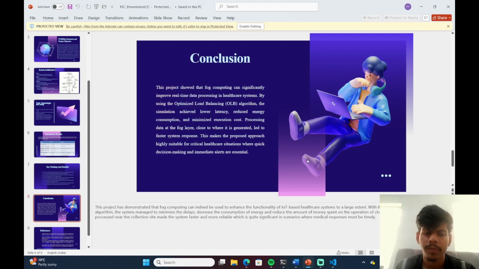In conclusion, this project has demonstrated that fog computing can indeed enhance the functionality of IoT-based healthcare systems to a large extent. With the optimized load balancing algorithm, the system managed to minimize delays, decrease energy consumption, and reduce the money spent on cloud services. The fact that data is processed near the connection site made the system faster and more reliable, which is quite significant in scenarios where medical response must be timely.